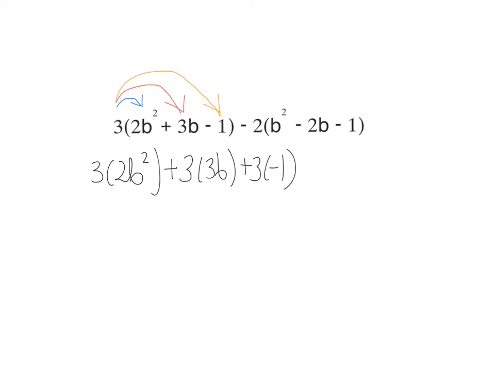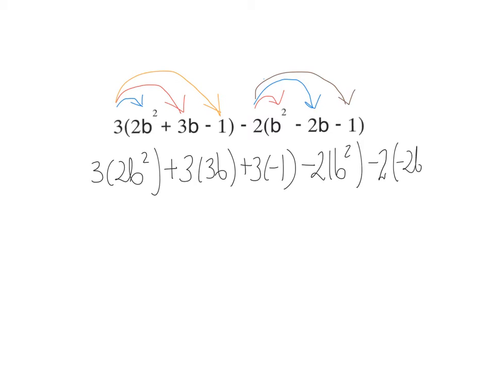And the same. We need to multiply minus 2 by every single term in the bracket. So minus 2 multiplied by b squared, minus 2 multiplied by minus 2b, and minus 2 multiplied by minus 1. Use colors, it's really, really helpful, and draw the arrows. So minus 2 multiplied by b squared, then minus 2 multiplied by minus 2b, and then minus 2 multiplied by minus 1. Okay, equals.